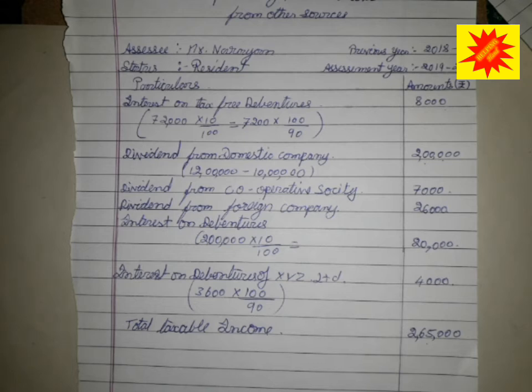This is how you solve a sum relating to income from other sources. This is just a transaction related to the interest on securities and dividend. So in the further videos we will understand the various other adjustments of income from other sources, and we'll also see the various sums related to those adjustments.